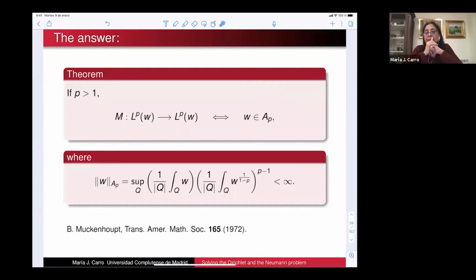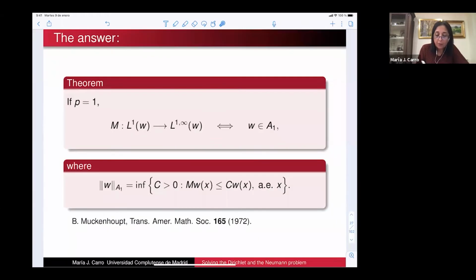The main point is that Muckenhoupt completely characterized the weights omega for which the maximal operator is bounded on LP of omega. And this goes for P bigger than 1, and for P equals 1, it is also completely characterized, and the condition is that the weight is in the A1 class, which is the definition here.